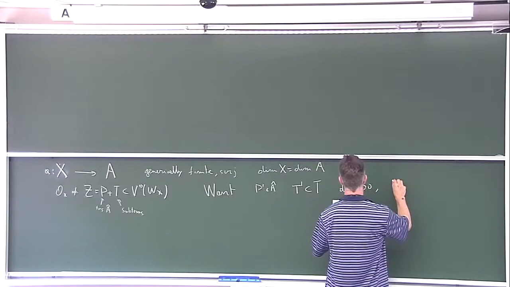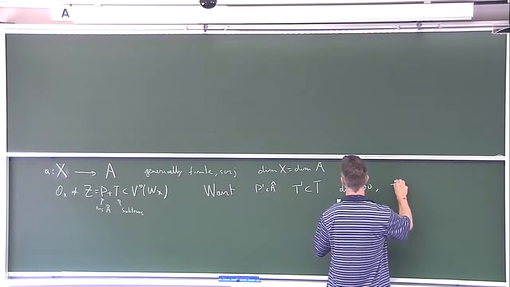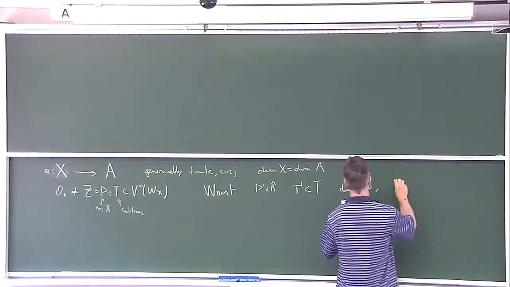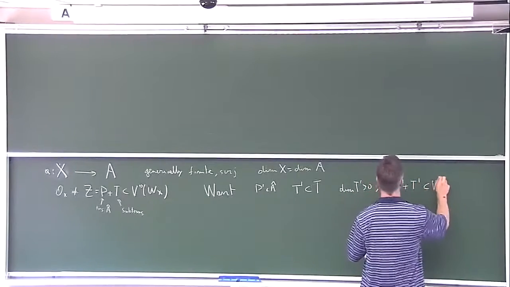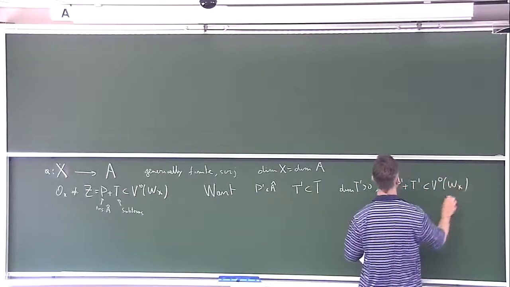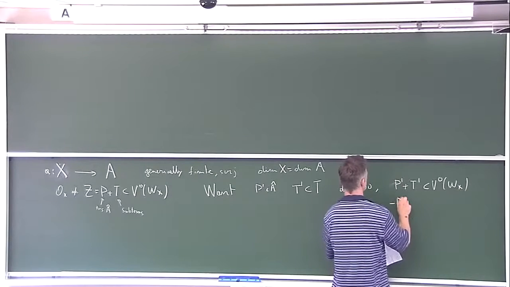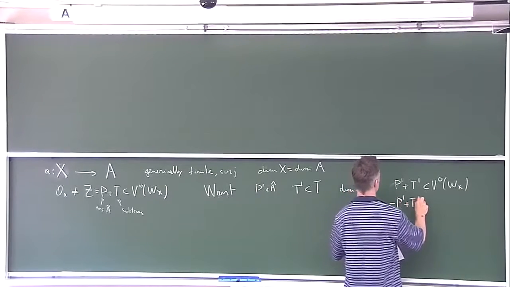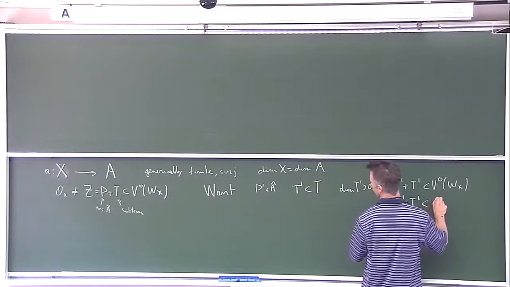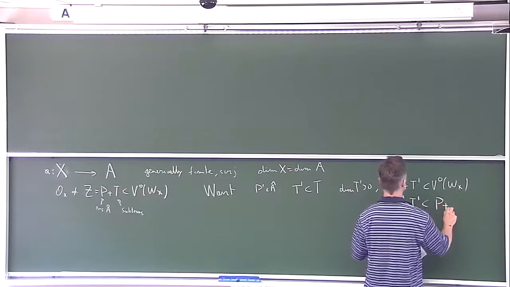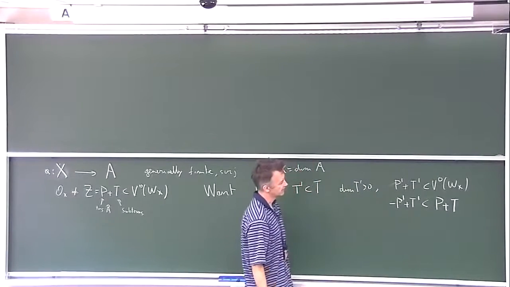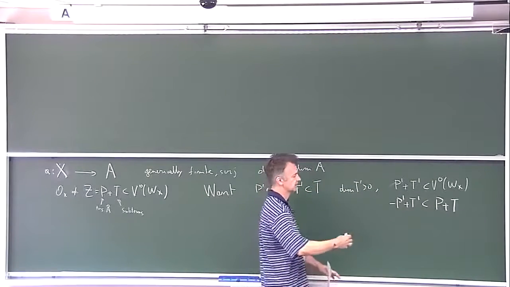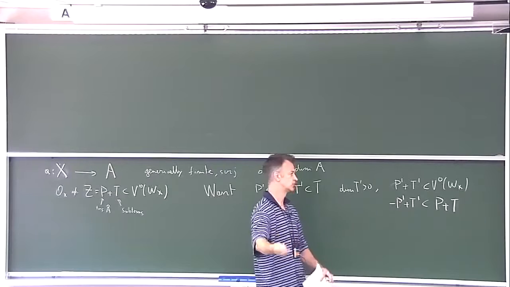and let me set it up this way: P prime plus T prime contained in V0 omega X, and minus P prime plus T prime contained in P plus T. So why do we want these two facts at the same time? Remember, that's what allowed us to get the contradiction to P2 equals 1.